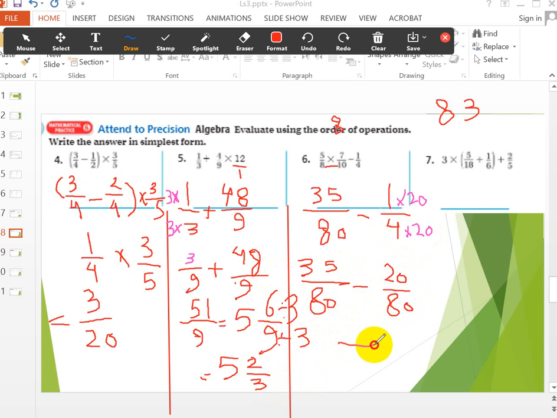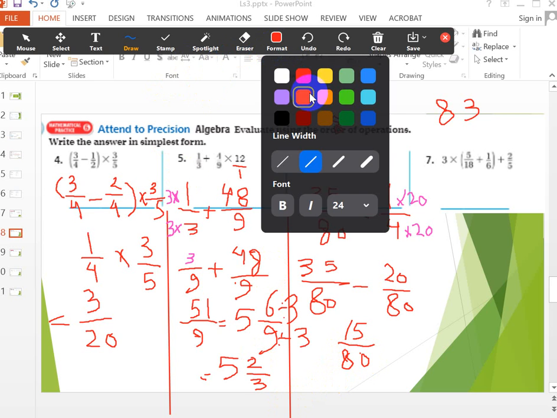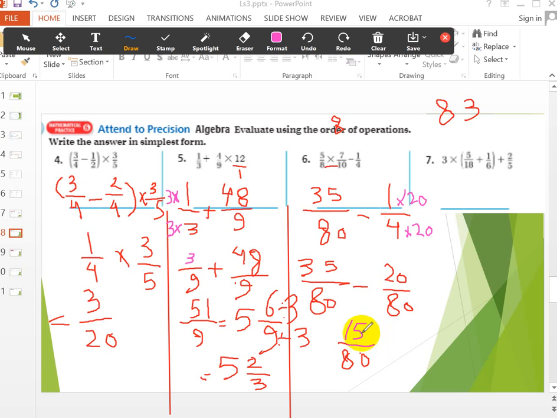You can do it on the strategy. You can do it and subtract the numbers. So it will be 15 over 80. Okay? Now, there is a greatest common factor between 15 and 80. What is the number that I can divide both numerator and denominator on it? What is the greatest common factor between 15 and 80?